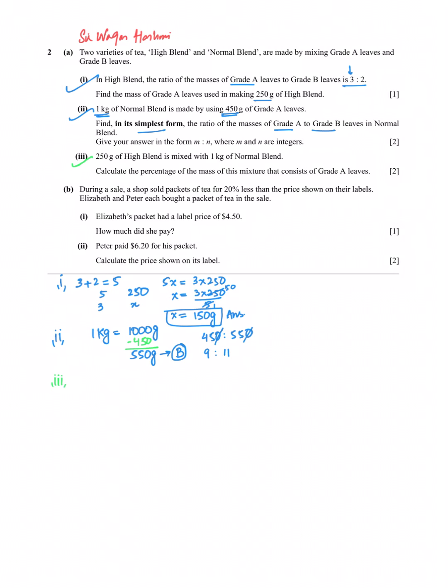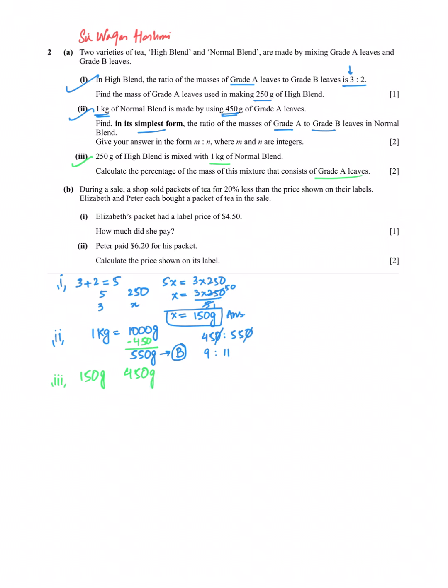Part 3. It says that 250 grams of high blend is mixed with 1 kg of normal blend. Calculate the percentage of the mass of this mixture that consists of grade A leaves. So firstly, what is the mass of grade A in the high blend? The mass of grade A leaves in 250 grams of high blend, we found in the first part, and that is 150 grams, right? And in 1 kg of normal blend, the amount of grade A leaves is 450 grams.